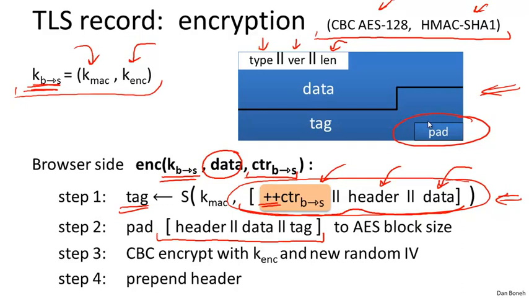And then we CBC encrypt using the encryption key. We CBC encrypt the data and the tag, and we do that using a fresh random IV, which is later embedded in the ciphertext. And then we prepend the header, the type, the version, and the length, and that gives us the entire TLS record, which is then sent over to the server. So the grayed out fields in this diagram correspond to encrypted data, and the white fields correspond to plaintext data.